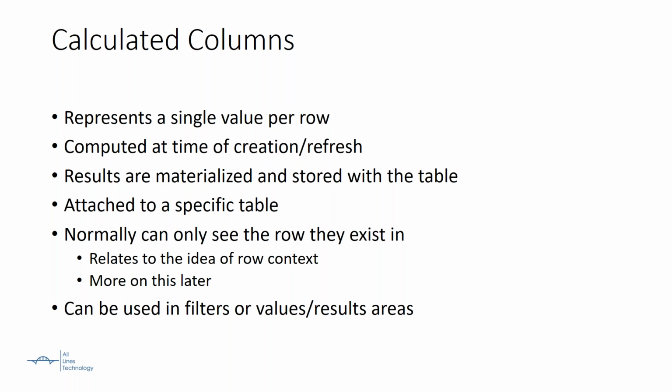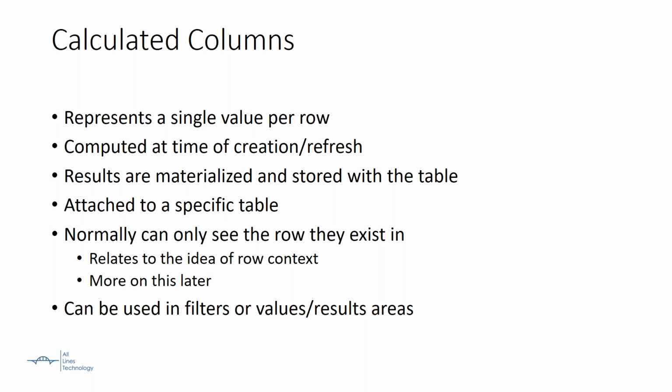Now, a calculated column normally only sees the row that it exists in. I said that rows aren't exactly a thing in DAX, and we'll talk about that more, but this relates to the idea of a row context, which is one of the two types of evaluation contexts, and we're going to dig into that more later. But the important part is that whenever you have a formula for a calculated column, normally, unless you explicitly specify otherwise with the RELATED function or the RELATEDTABLE function or some other function that takes advantage of a relationship, it just sees the row that it's in.